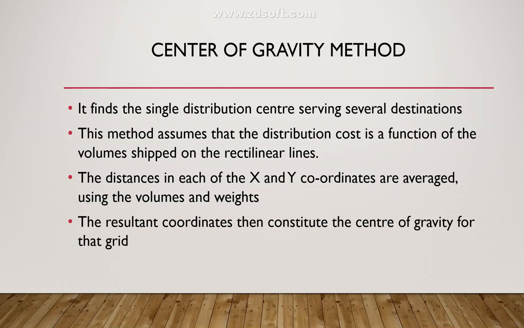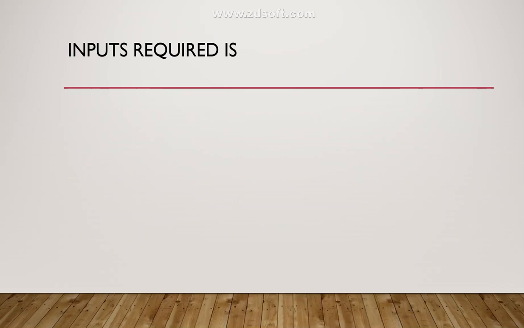The resultant coordinates then constitute the center of gravity for that grid. So the input we require is locations on a map, the market or the alternative markets available, and the number of volumes of goods to be moved or to be consumed.